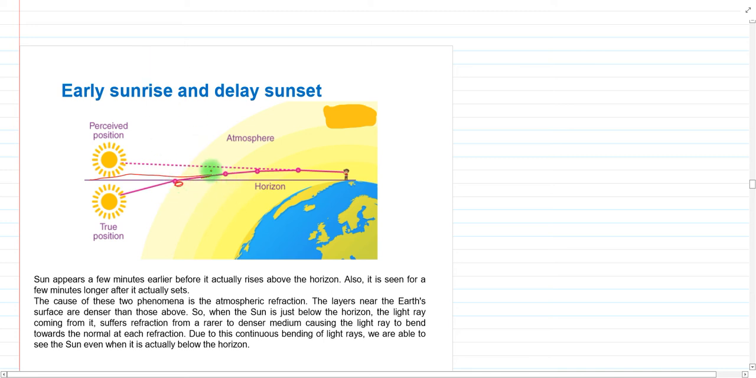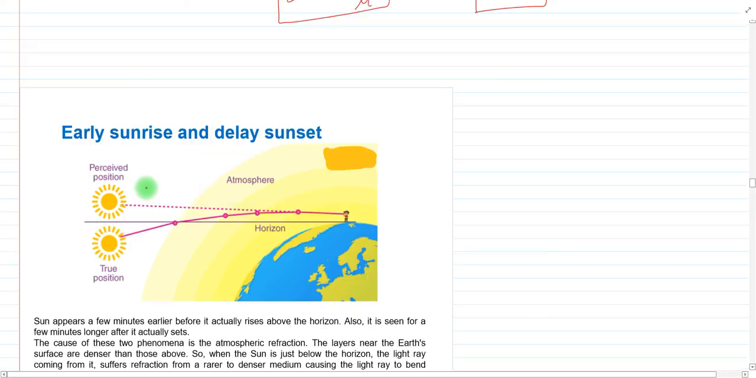Okay, and also the density of air gradually increases towards the earth's surface, so the ray moving towards the earth is gradually bending towards the earth's surface. Okay, like this. So you will see that the position of the sun is this point. So the ray is coming. Okay. So this one is the apparent position of the sun, but the actual position of the sun is this point.